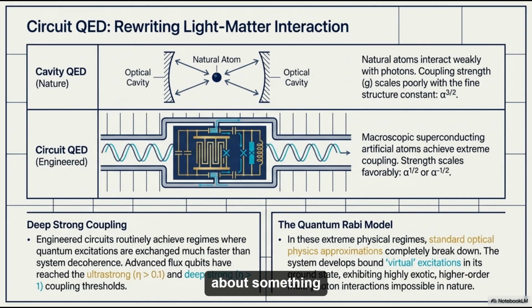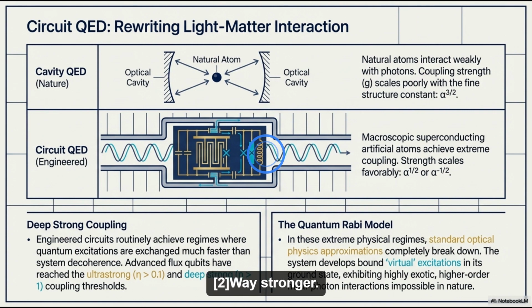Let's talk about something really surprising, how these circuits interact with light. So in nature, atoms and photons interact weakly. Coupling strength scales as alpha to the 3 halves. Which is a tiny number. Very tiny. But superconducting artificial atoms completely flip that, coupling scales as alpha to the 1/2, or even inverse square root. So stronger, not weaker.